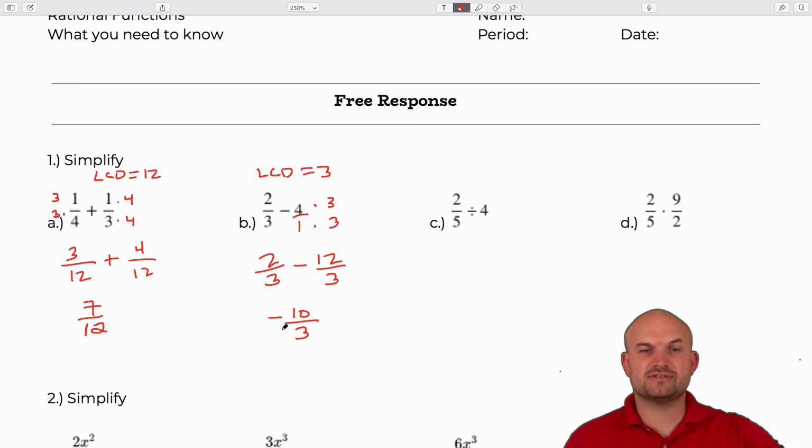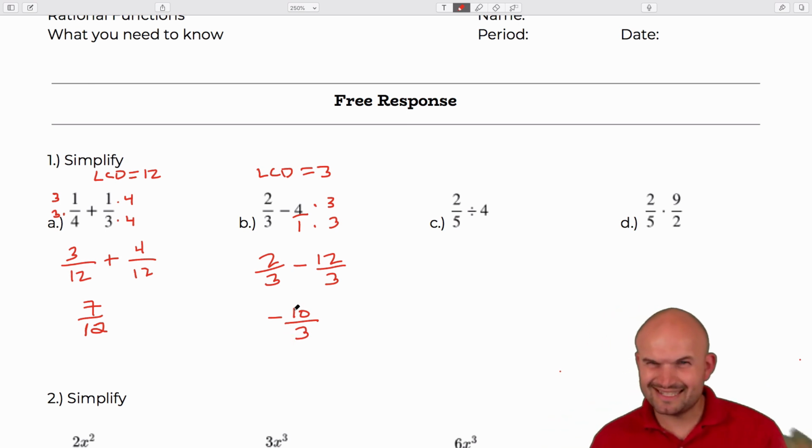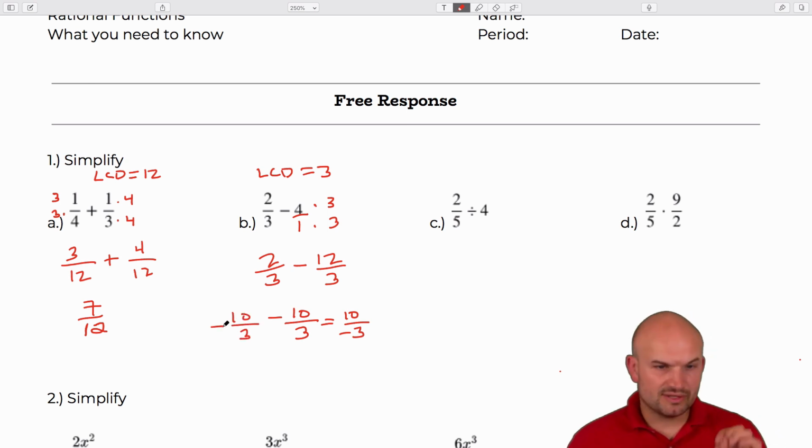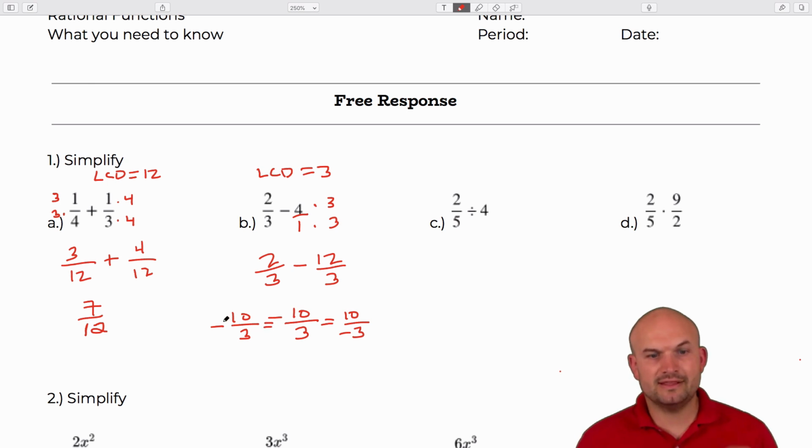Now, this sometimes tricks people up as well. Like, where does the negative symbol go? Well, just remember, negative 10 over 3 is the same thing as 10 over negative 3, which also is the same thing as negative 10/3. So you can put the negative symbol in front of it, in the numerator or in the denominator.